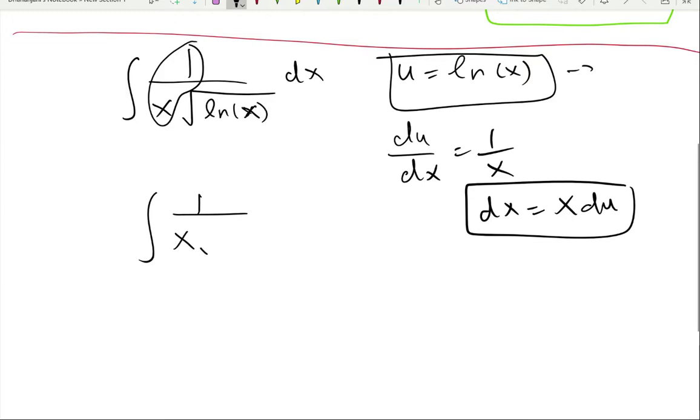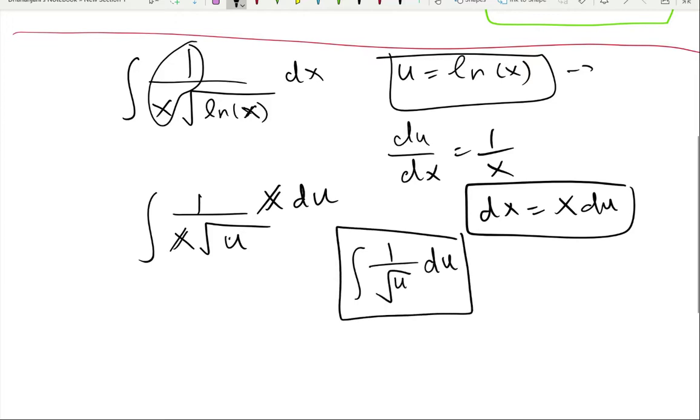over x, square root of natural log x, and natural log x is u. Okay, dx is x du. All right, so x cancels out. Now what you want to do is integrate 1 over square root u with respect to u.